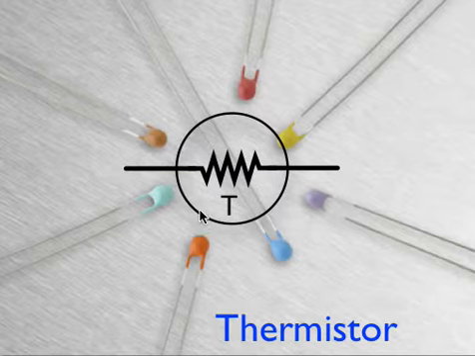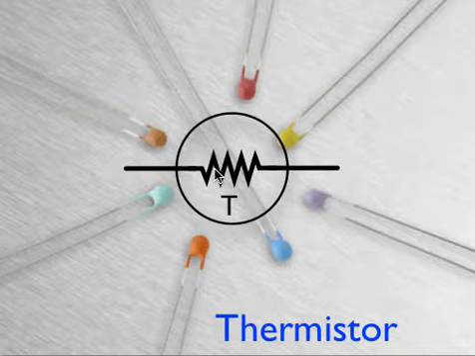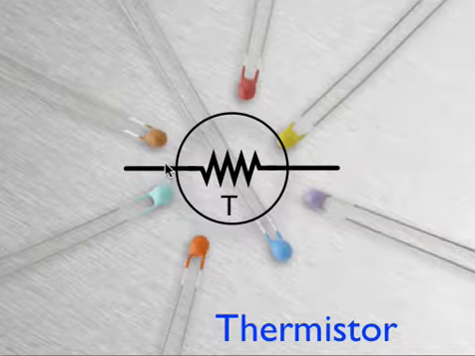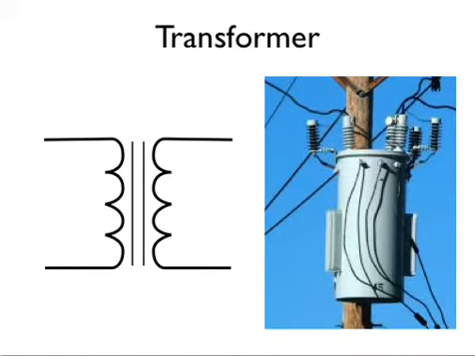Okay, we have things called thermistors. They are things where the resistance changes based on temperature. And again, we can use temperature to control when a circuit turns on and off. We could also use it to figure out the temperature based on resistance.